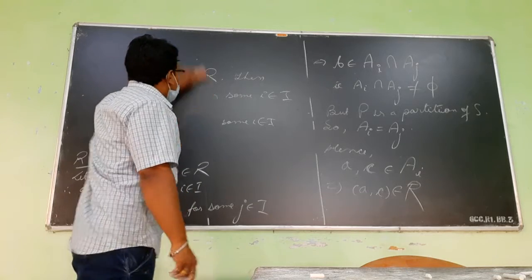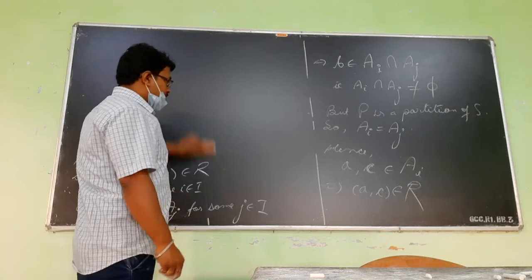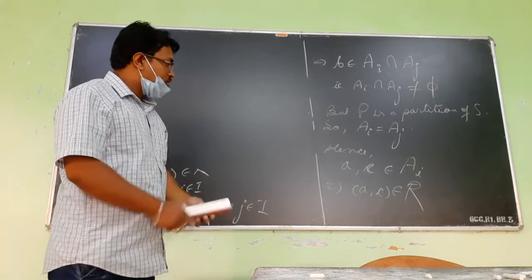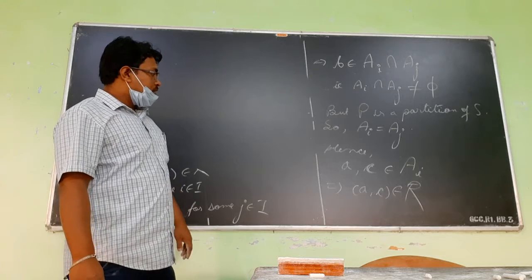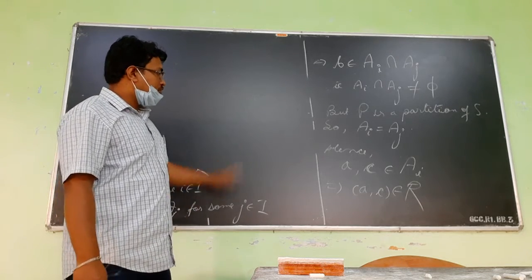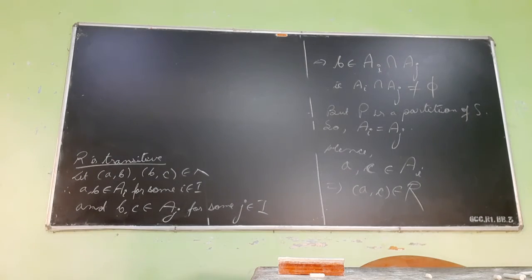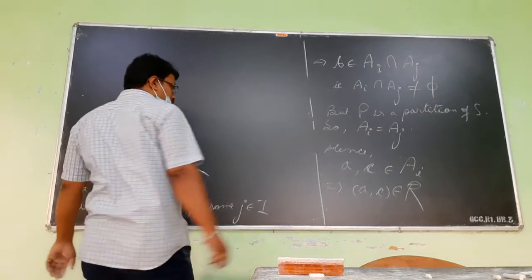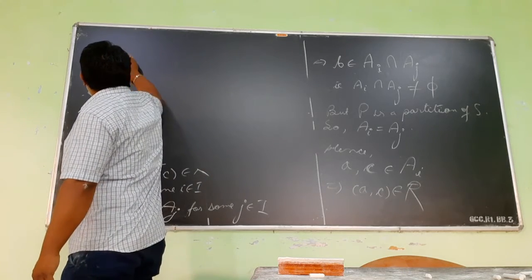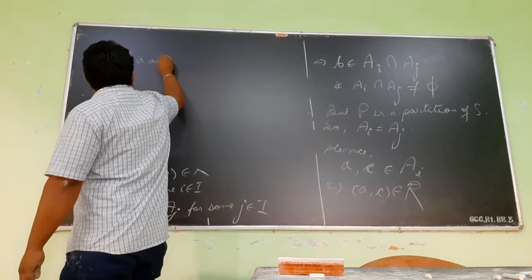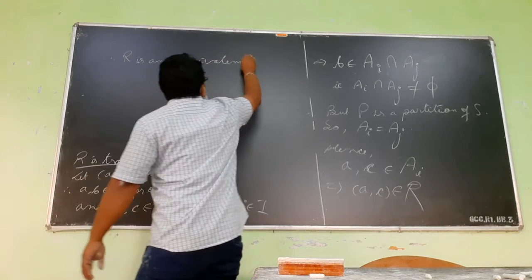So R is an equivalence relation, but the other part that I have to prove is that the equivalence classes of R are exactly the members of this partition. What is a class? It is a member of P. So therefore R is an equivalence relation.